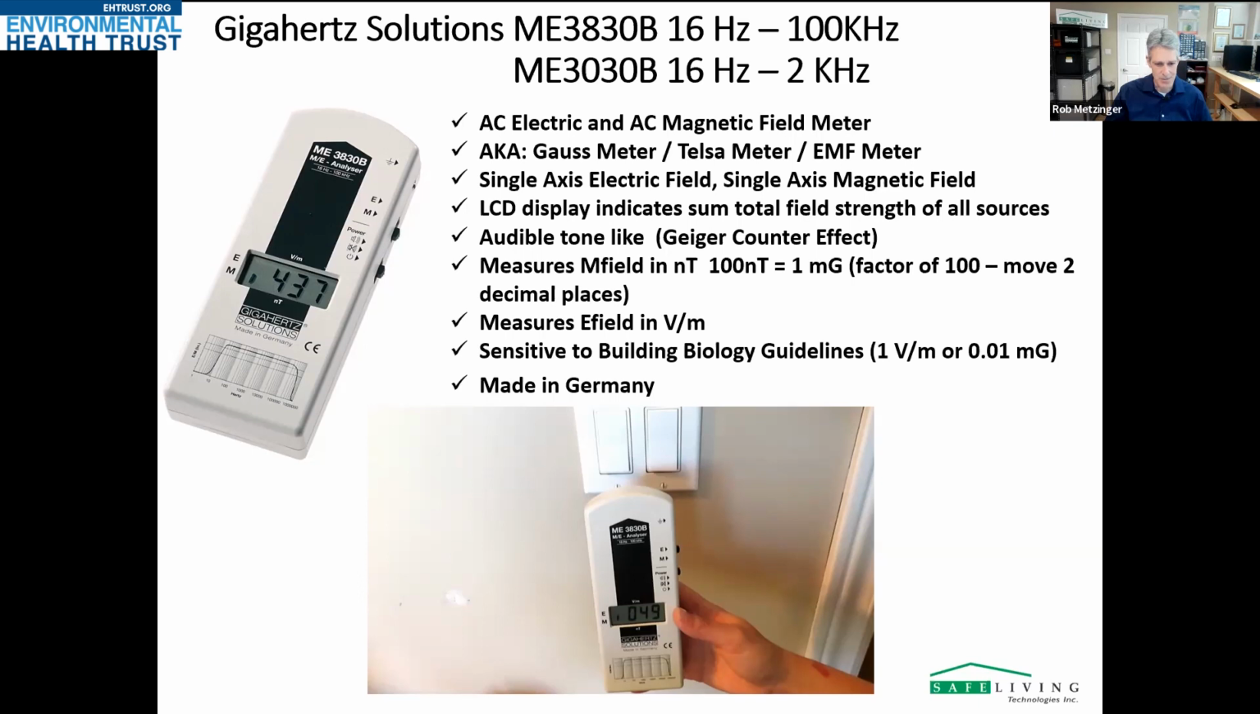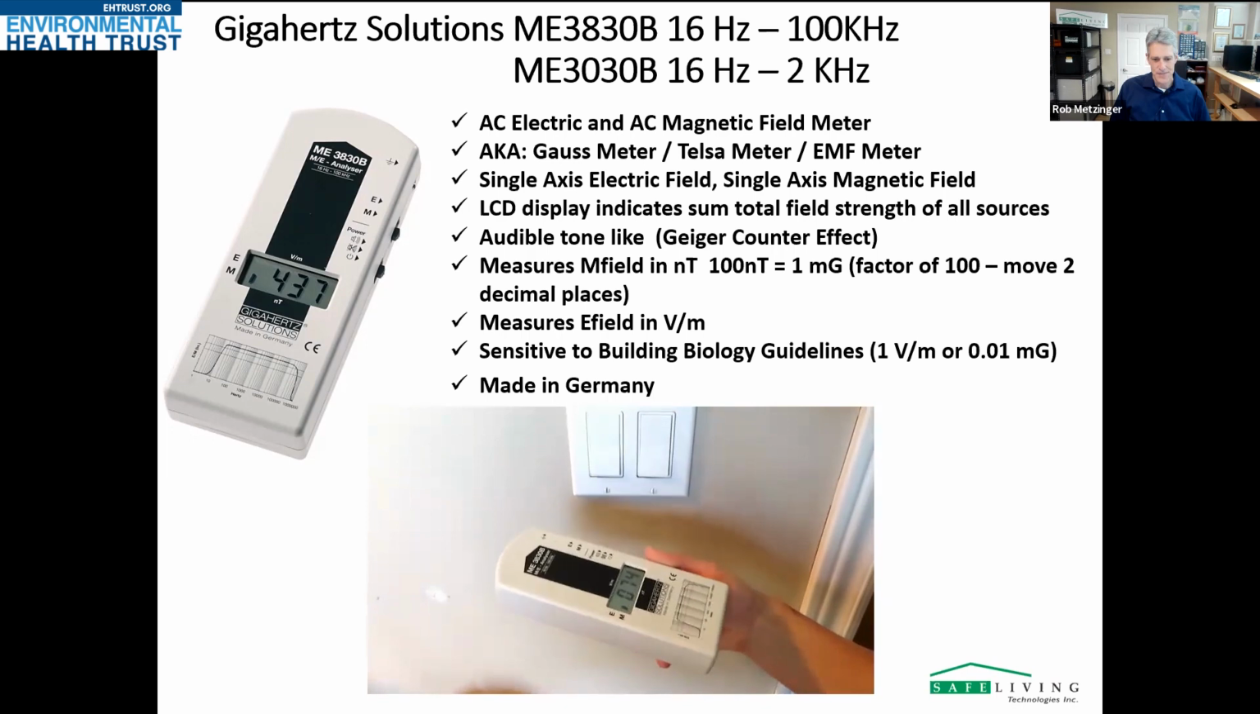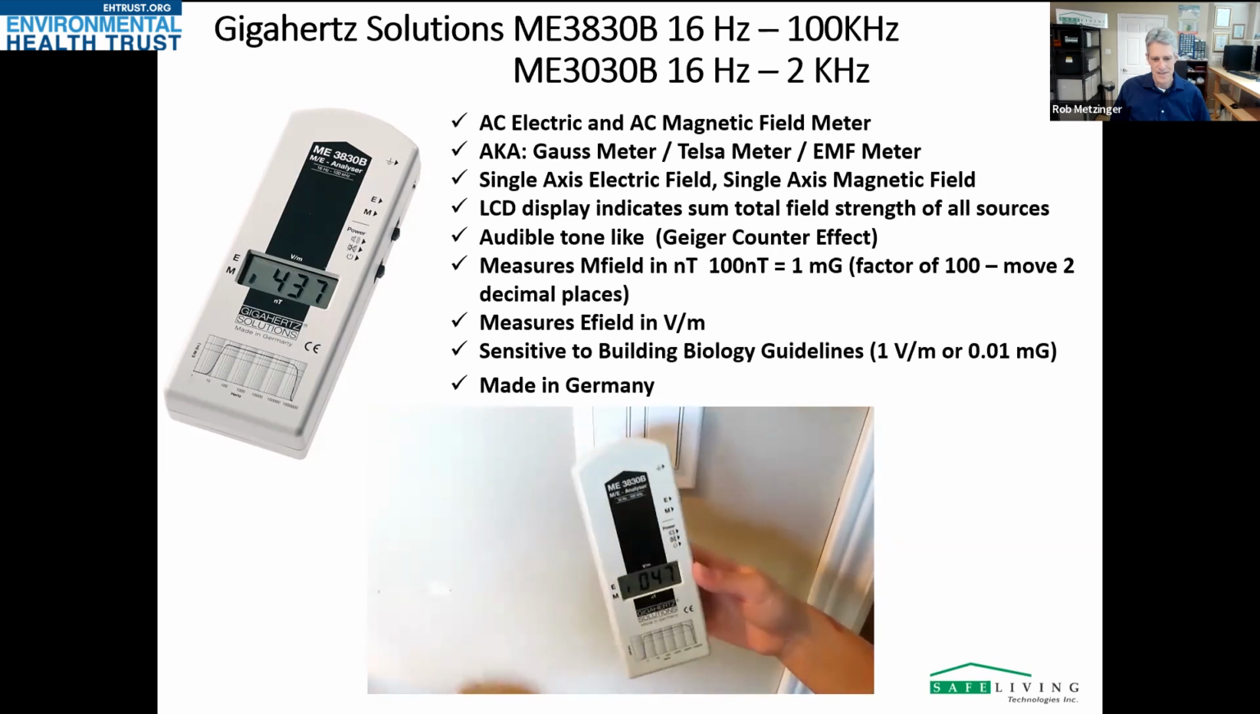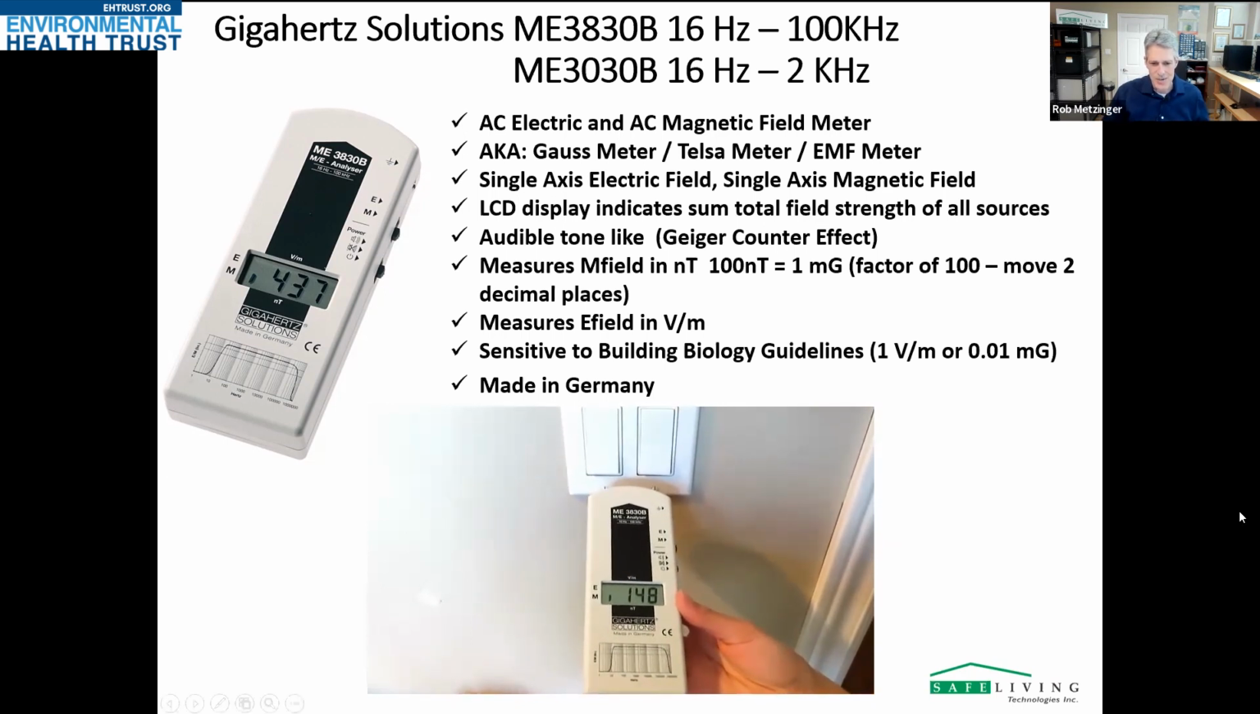So here's an example of how you would use it. Because it's a single axis meter, you have to rotate it in multiple directions. That's part of the challenge, but we'll show you here how it goes. So there you can see how the readings change with the direction of the meter. And yeah, definitely pointing directly at this switch gives you the highest reading. So that's the value that we would use when we're assessing the exposure here.